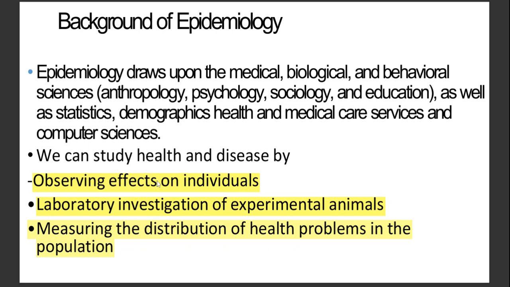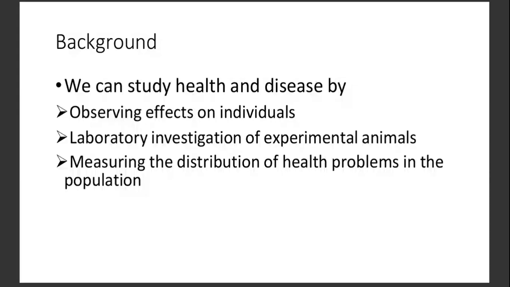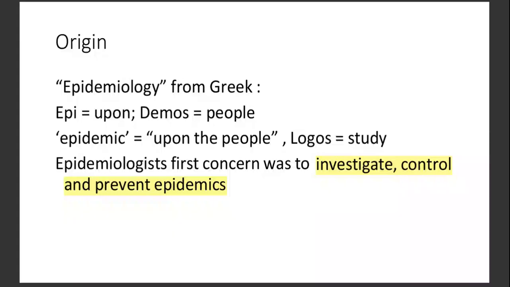So we can study health and disease by observing the effect on individuals, laboratory investigations of experimental animals, and measuring the distribution of health problems in the population. The distribution, okay, where is this problem more? Okay, this problem is more in the south, it is more in the north, and such. So we can study health and disease by observing individuals, laboratory investigations, and measuring the distribution of the disease.